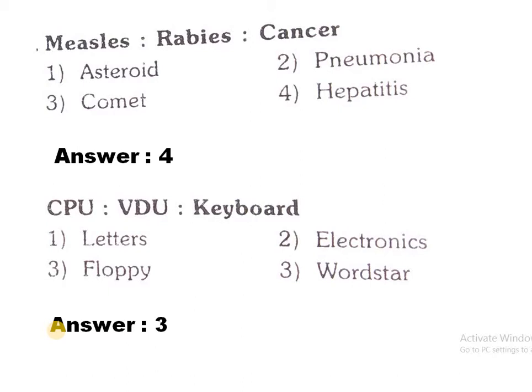Next question is CPU, VDU, keyboard. All the words are parts of the computer, so external parts of the computer. In that manner, choose the correct answer from the following four options: letters, electronics, floppy, WordStar. Which one is correct? Floppy.